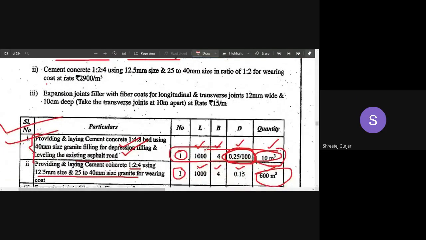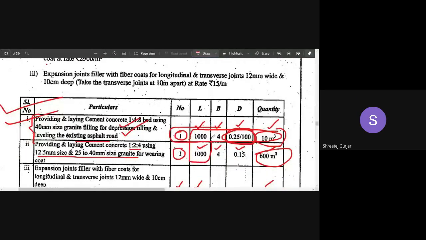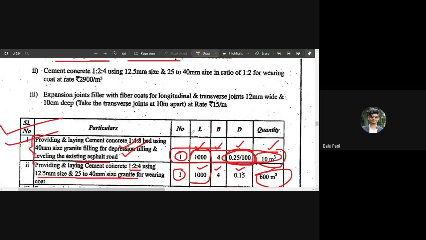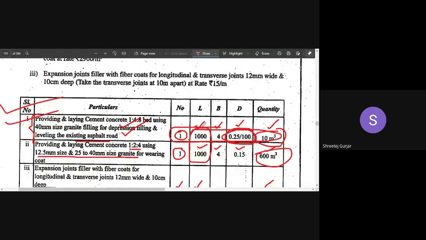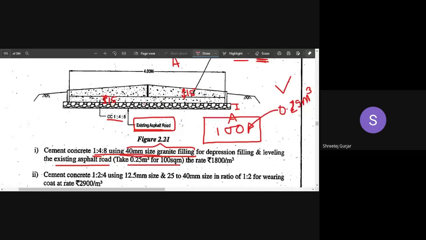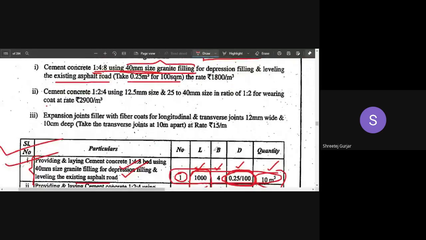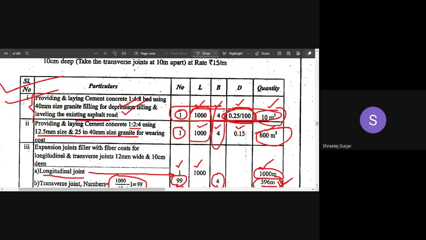Length, your length, this 1000 you are not understanding. Yes sir, not understood sir. So length 1000. This is the length of your road. This is cross section. Cross section is 4 meter width. That is what we have written over here. 4 meter width, no problem.